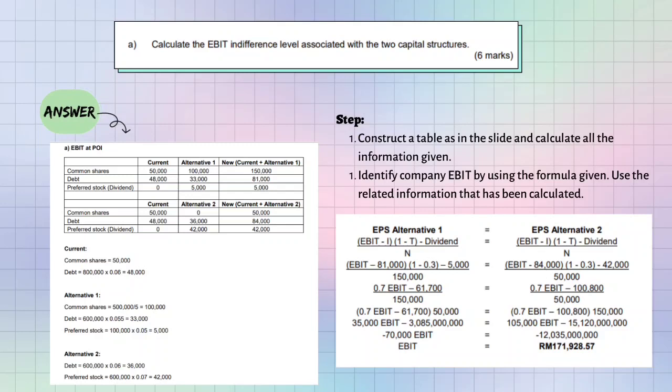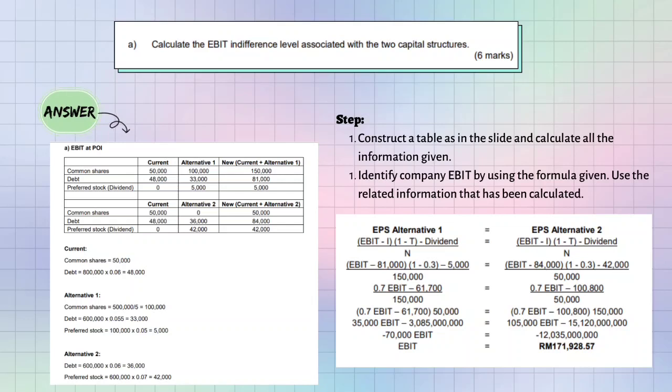So the step is to construct a table as in the slide and calculate all the information given. That means we have to compute the current capital structure for the company, and the alternative 1 and alternative 2 capital structures. Then we can identify the company EBIT by using the formula given. For example, for alternative 1, the formula is EBIT minus I, which stands for interest, times 1 minus T, which stands for tax, minus dividend, divided by N, which stands for number of shares outstanding.